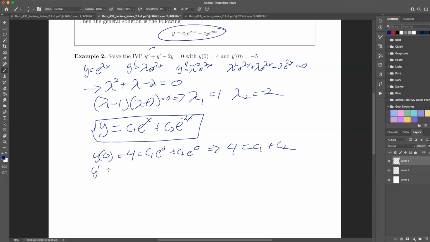Here, if I take y prime of 0, this is now minus 5. If I take the derivative of this, it is still just c1 e to the x, and then I'm going to plug in 0. If I take the derivative here, this is minus 2 c2, right? Because the negative 2 comes out, e to the minus 2x. But e to the minus 2 times 0 is still e to the 0, so this is just 1. So this implies minus 5 equals c1 minus 2 c2.